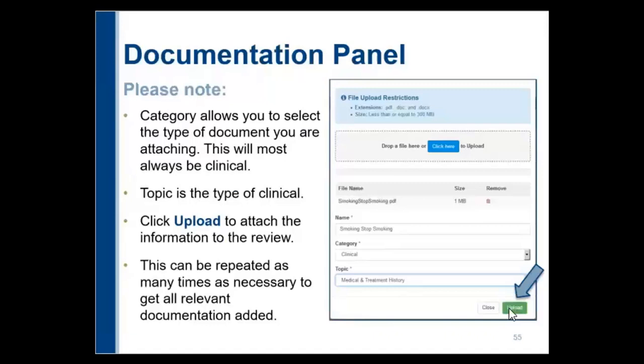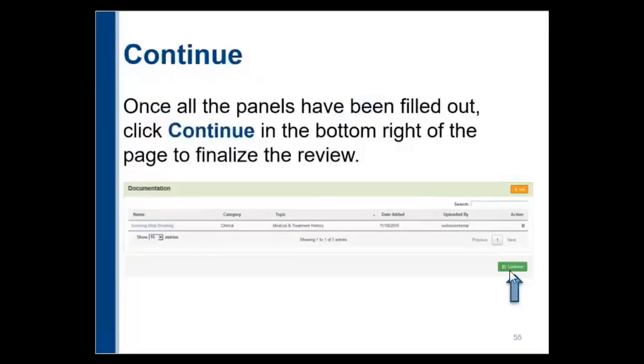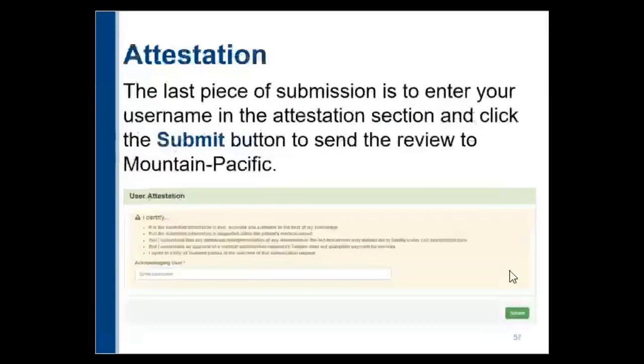So once we have all of that filled out, we'll click the green Continue button here at the bottom. And that will take us to what's called our attestation panel. Here, you'll need to enter the username that you were given and that you use to log into the system. And all you're saying here is that you certify that the information you're submitting is correct and accurate to the best of your knowledge, and that you're using the system and this process in the way that it's intended.